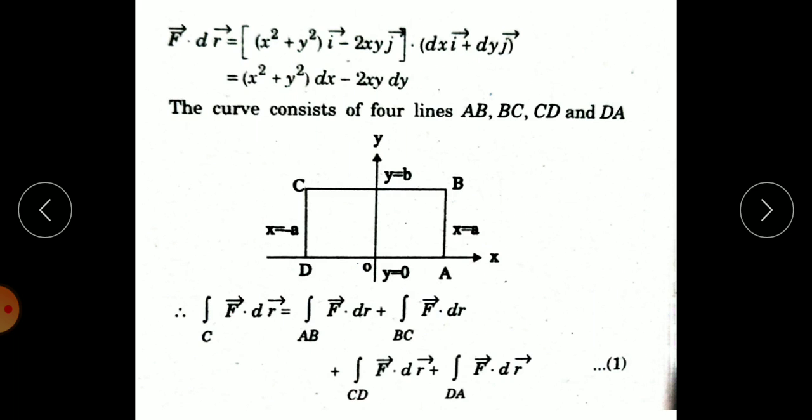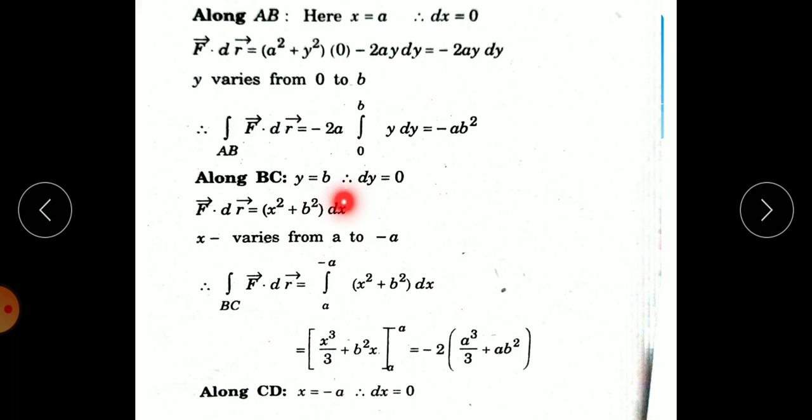Next, along BC we are going to find the integral. Here the y value is b, so dy equals 0. So f dot d vector: y is c, so just take the remaining terms, and instead of y put b, so b squared will come with dx.